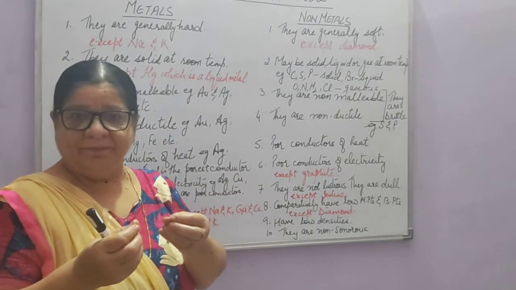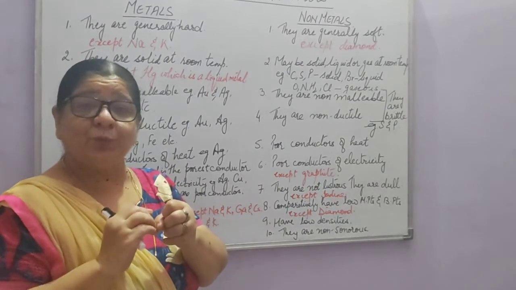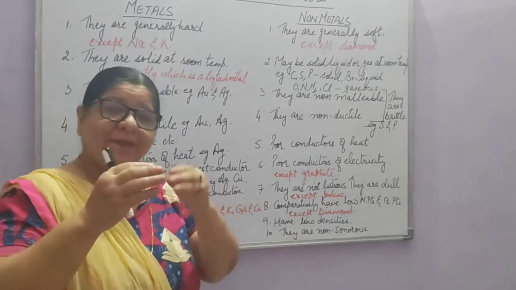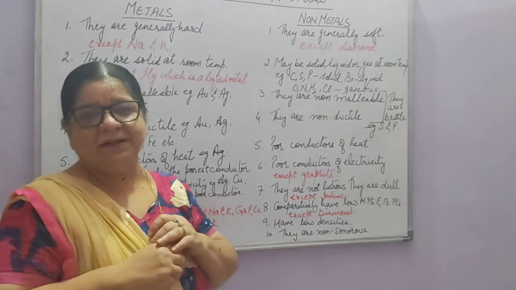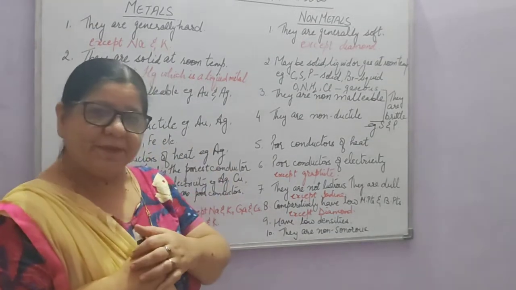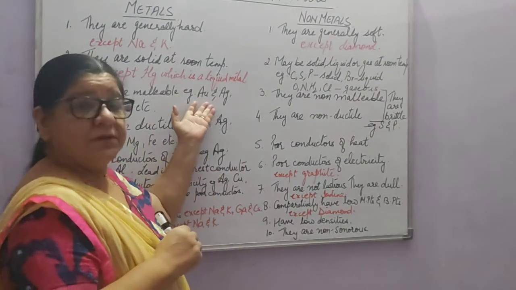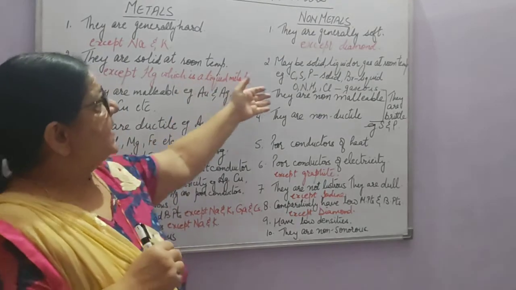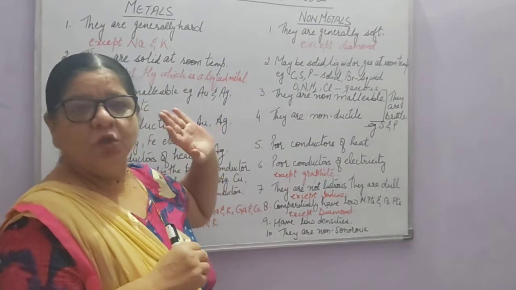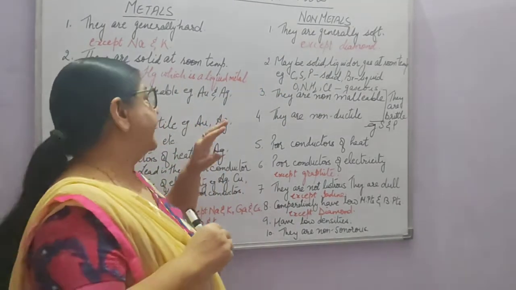Silver foil, which is used on the sweets. You must have seen the silver work on top of sweets; gold work can also be made like this. So they can be beaten into very thin sheets. While non-metals, they are non-malleable, you cannot beat them.